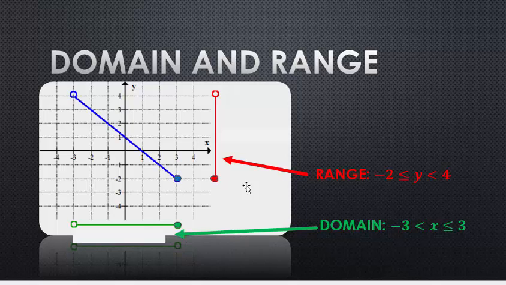The range goes from -2 across the bottom all the way up to 4 across the top. If you pay attention to the circles, whether they're colored in or open, we can see that -2 is colored in, so it's included, so we use less than or equal to, and 4 is open, so it's not included, so we use simply less than, giving us a range of -2 is less than or equal to y, which is less than 4.